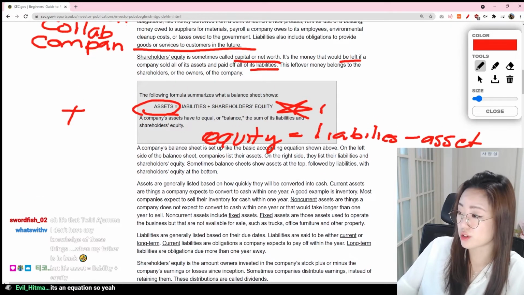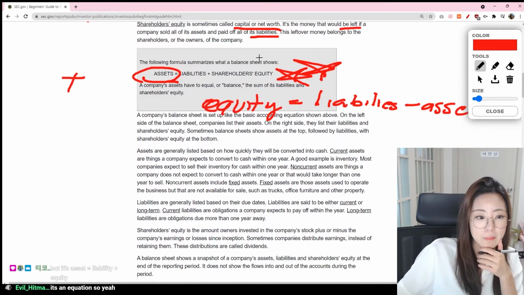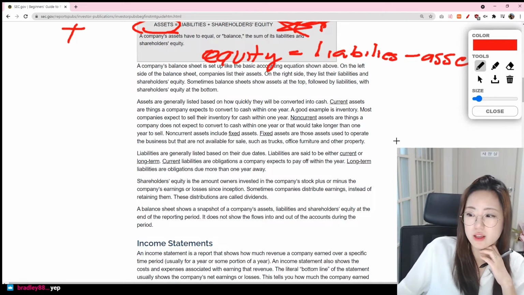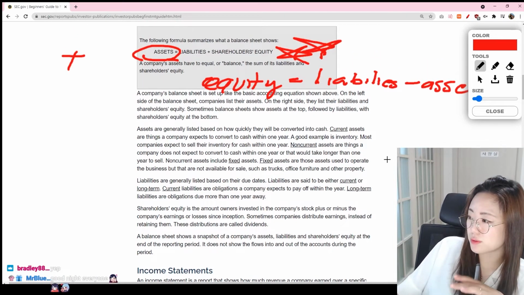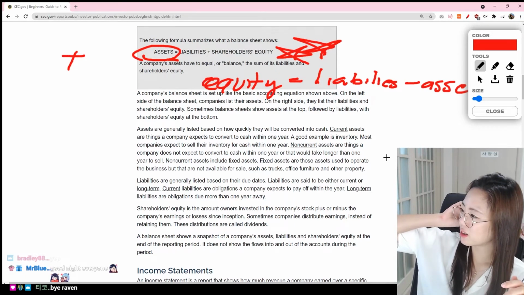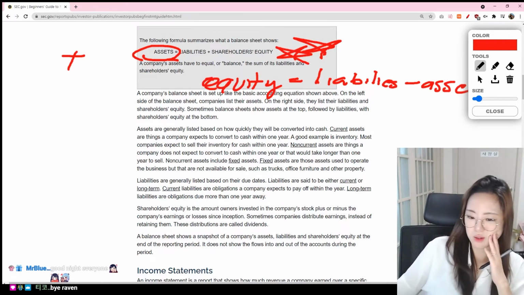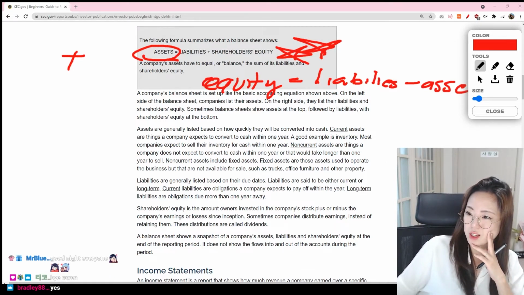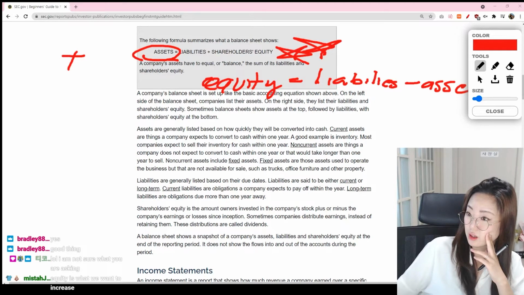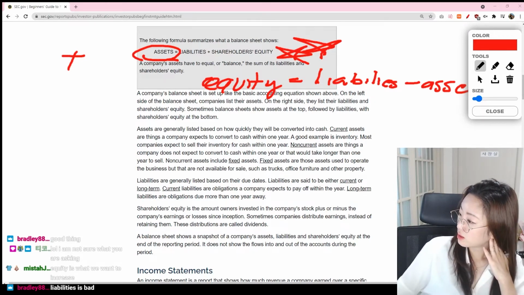This is the main equation. A company's balance sheet is set up like a basic accounting equation. So if one is positive, if equity is positive, is that a good thing? Or does it not matter? It's so confusing. Why is it so confusing? Liability's bad.